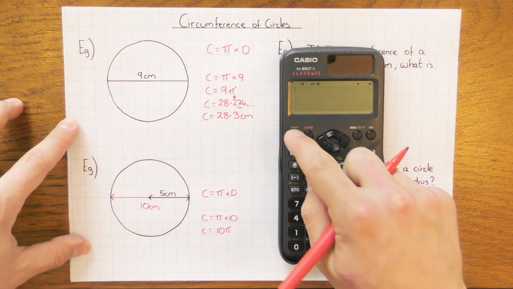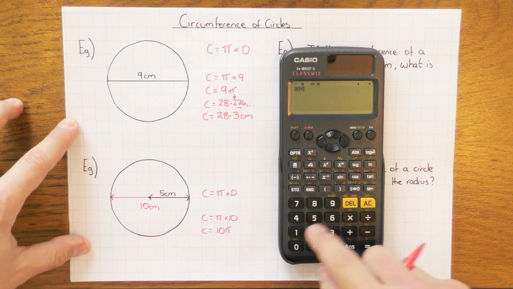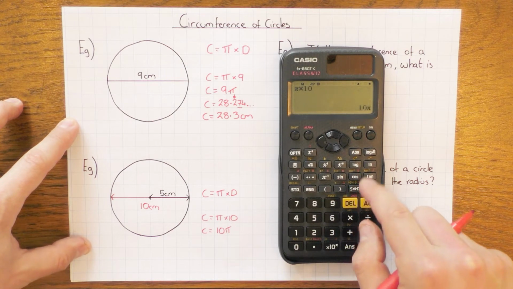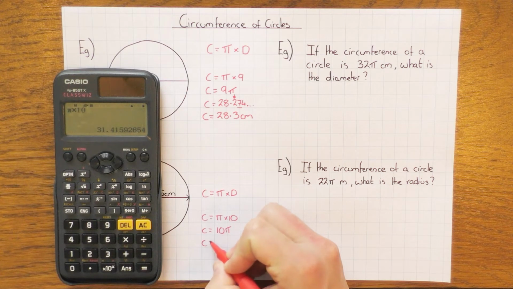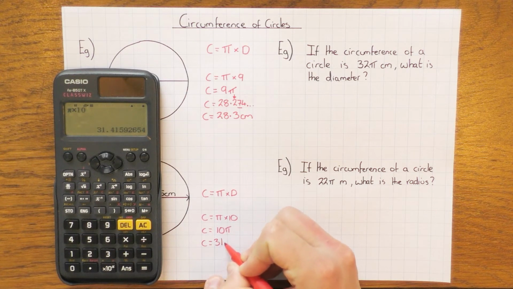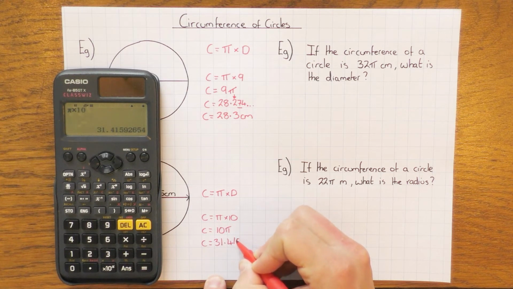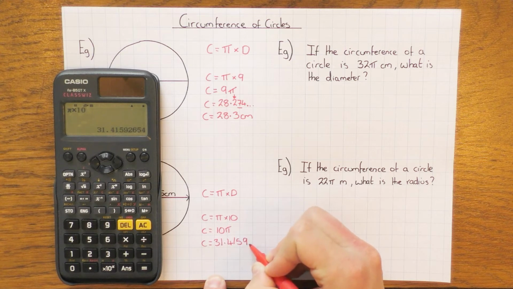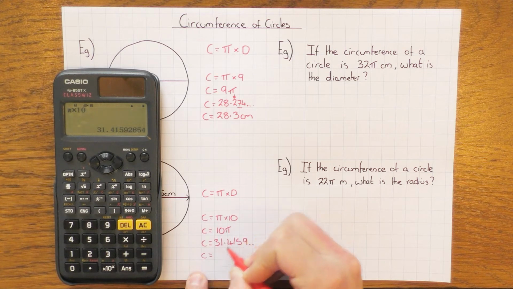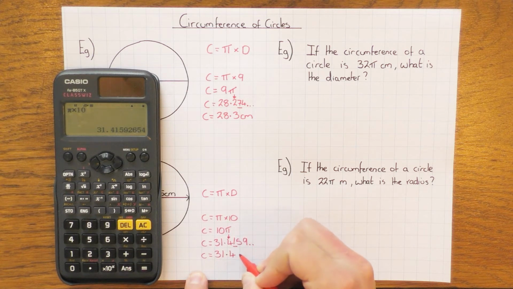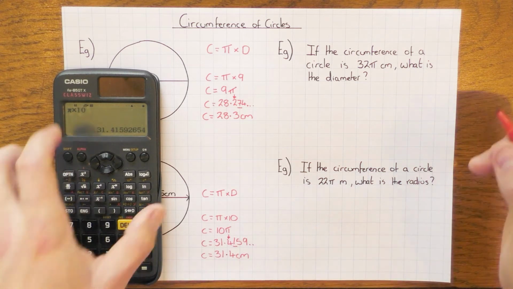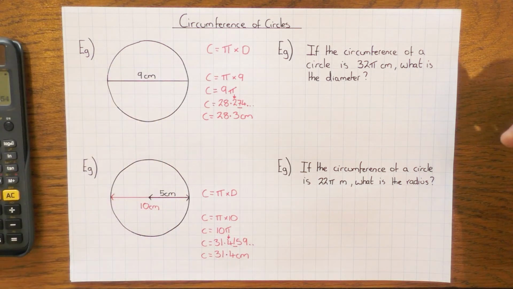And if you type that into your calculator, it comes out obviously with 10 pi. And as a decimal, 31.4159, etc. So to one decimal place again, 4 is the first decimal place, 1 tells me to round down, so 31.4 centimeters. Okay, so there's the most two common ones.